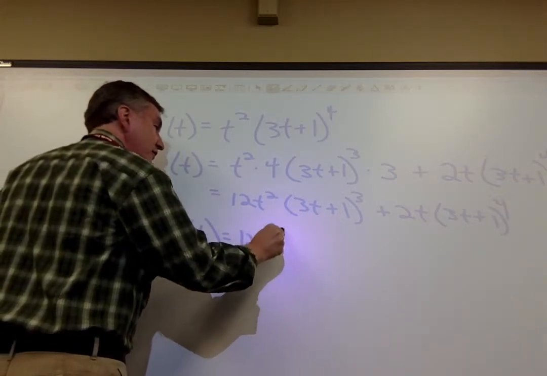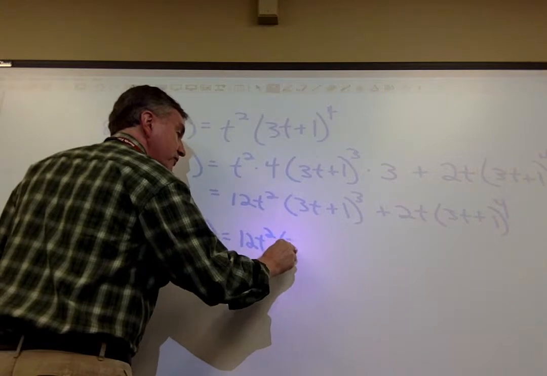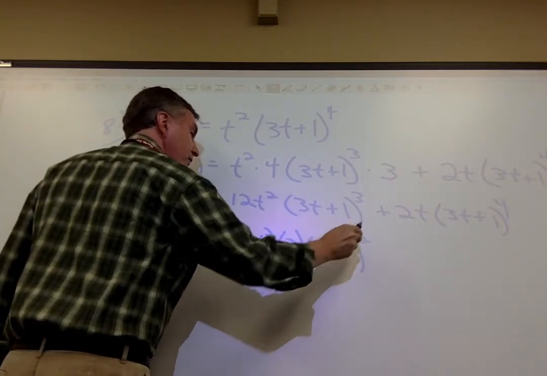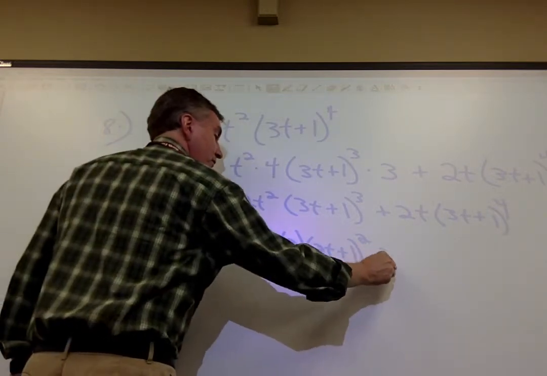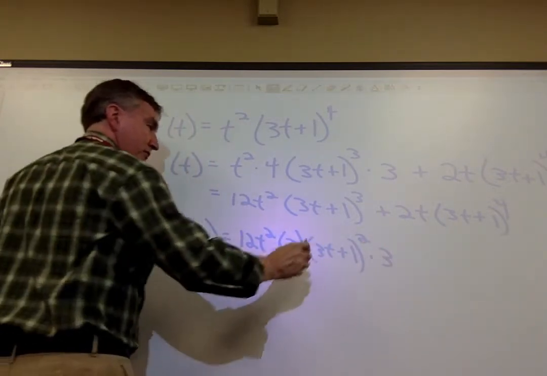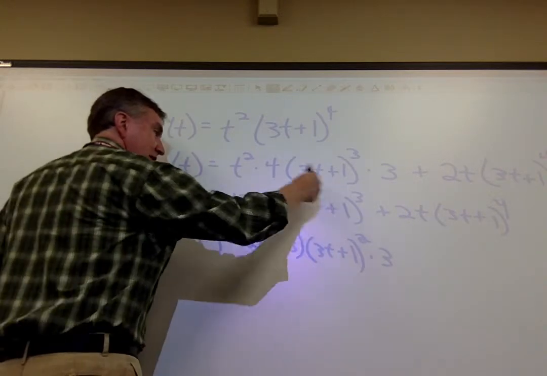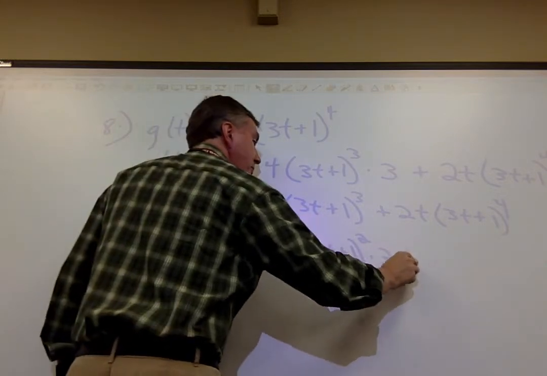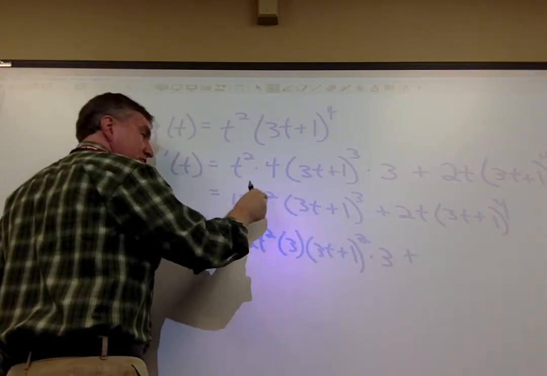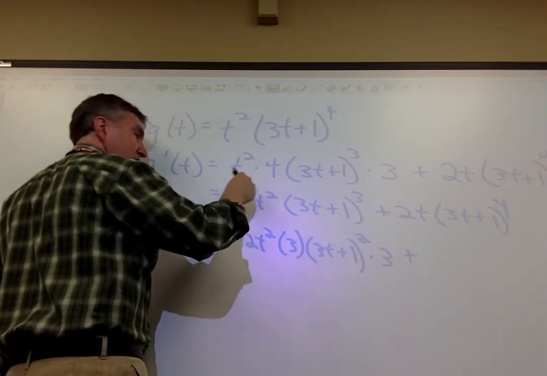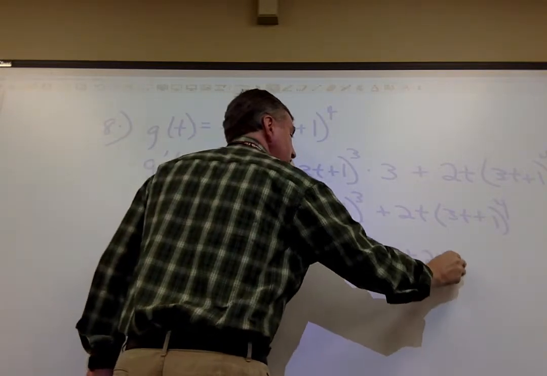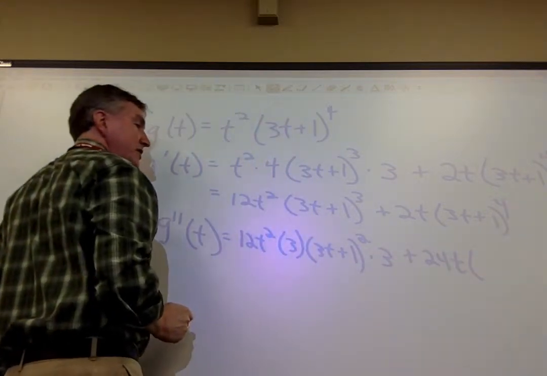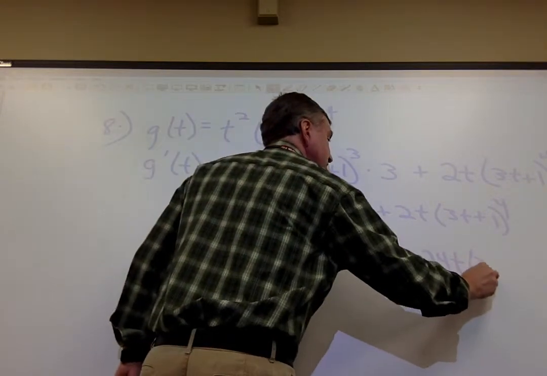So that would be what? First times derivative of second. Oops, does that look good? First times this, the second times derivative of inner, plus derivative of first is what? 24t. Plus 24t times the original second function.